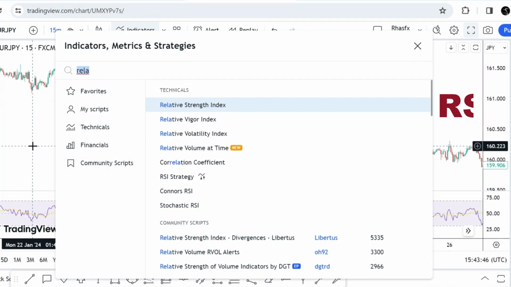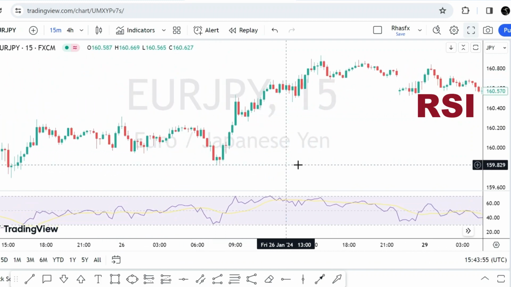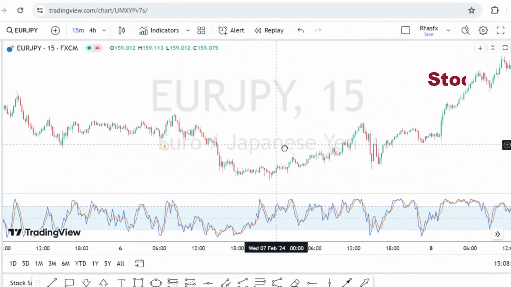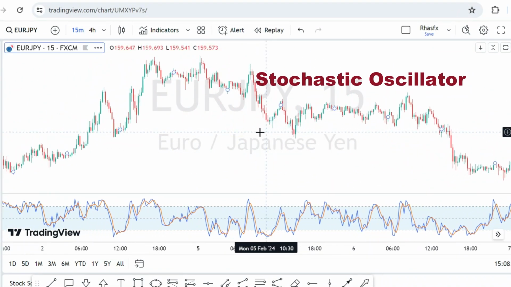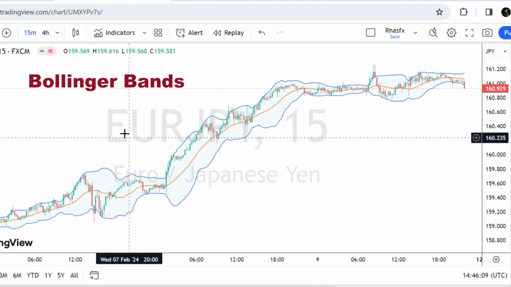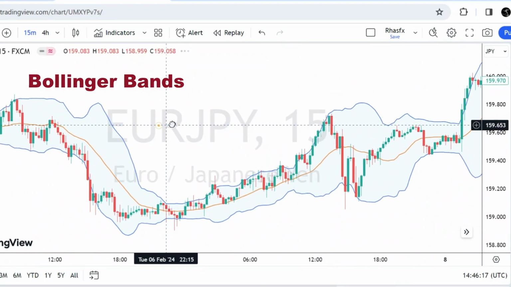Relative Strength Index, RSI, measures the speed and change of price movements. It is often used to identify overbought or oversold conditions in the market. Stochastic Oscillator. This indicator compares a closing price to a price range over a specific period, helping traders identify potential reversal points. Bollinger Bands. The Bollinger Bands consist of a middle band being an N-period simple moving average and upper and lower bands representing volatility.